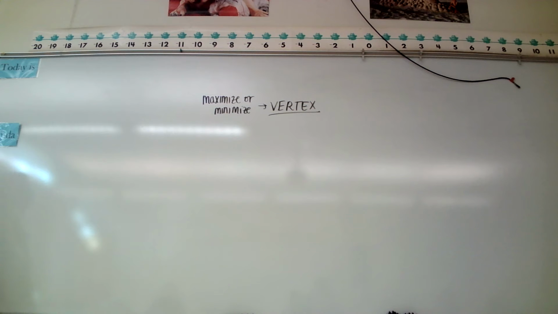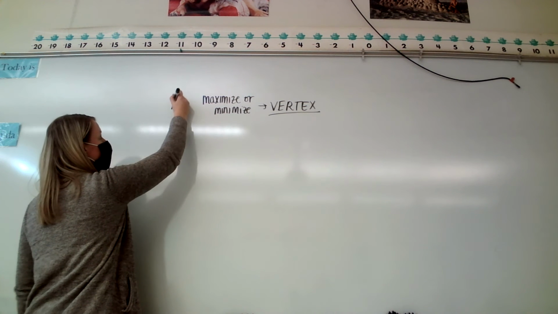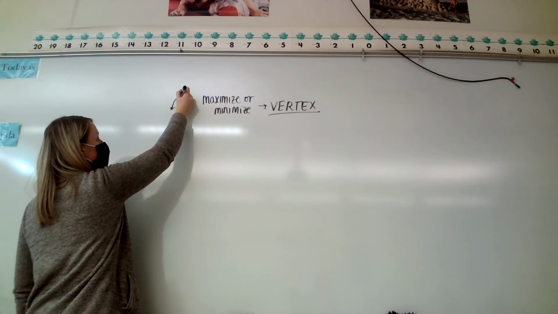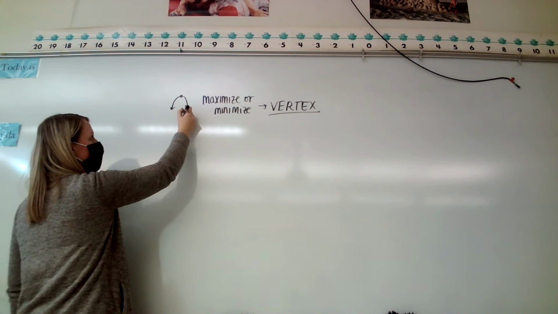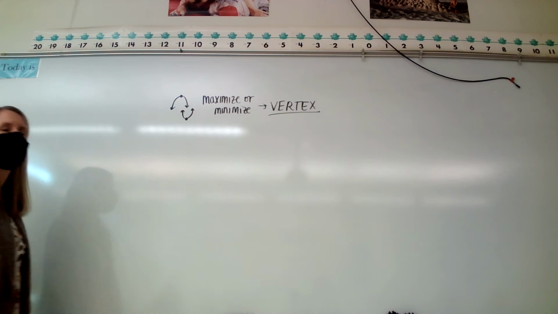All right, maximize or minimize is talking about the vertex, because when you think about maximizing something, it means it's a parabola and you're trying to find that top point. And minimize is a parabola in the opposite direction, you're trying to find the bottom point. So depending on your problems.